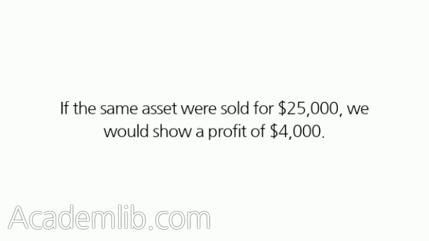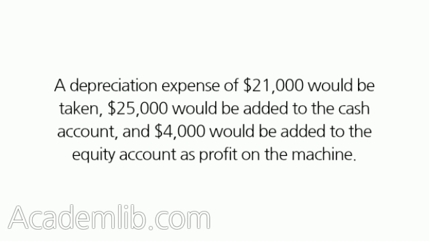If the same asset were sold for $25,000, we would show a profit of $4,000. A depreciation expense of $21,000 would be taken, $25,000 would be added to the cash account, and $4,000 would be added to the equity account as profit on the machine.